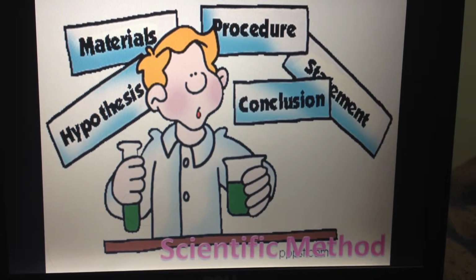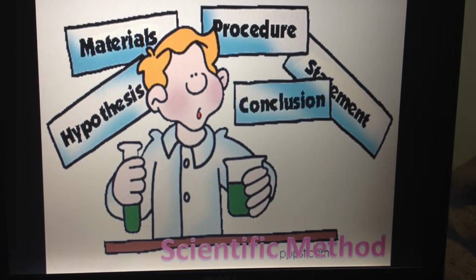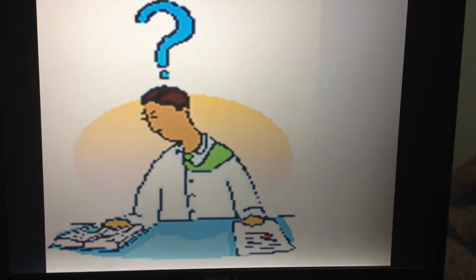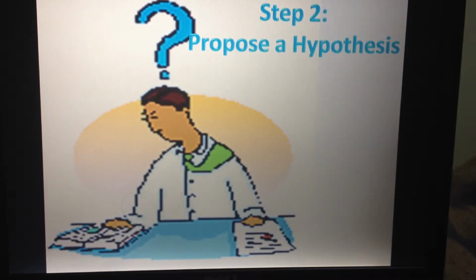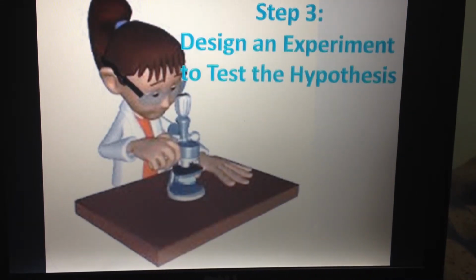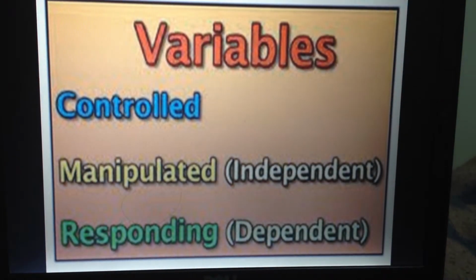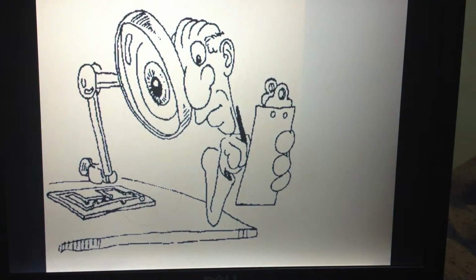The number of steps of the scientific method isn't standard. Here are the usual steps of the scientific method. Step 1. Make observations. Step 2. Propose a hypothesis. Step 3. Design an experiment to test the hypothesis. When you design an experiment, you're controlling and measuring variables. There are 3 types of variables: the control variable, independent variable, and the dependent variable.